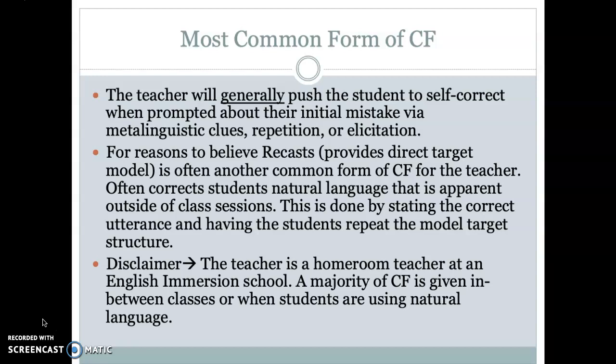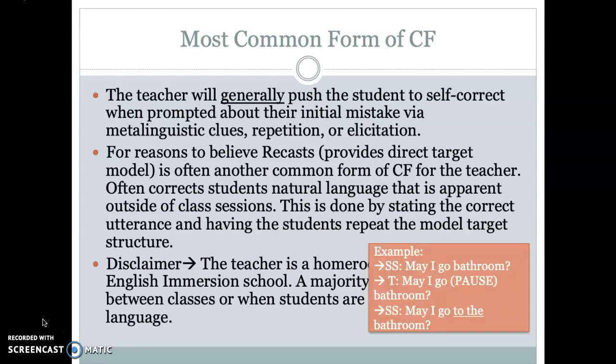And this is when the teacher sees maybe the most erroneous mistakes in the target language or target structure. So an example would be, student: "May I go bathroom?" Teacher: "May I go... bathroom?" And the student would usually have an uptake of "May I go to the bathroom?"